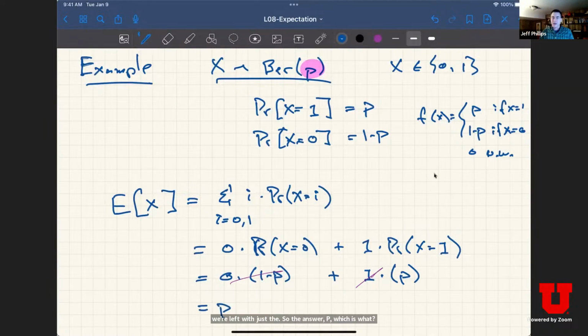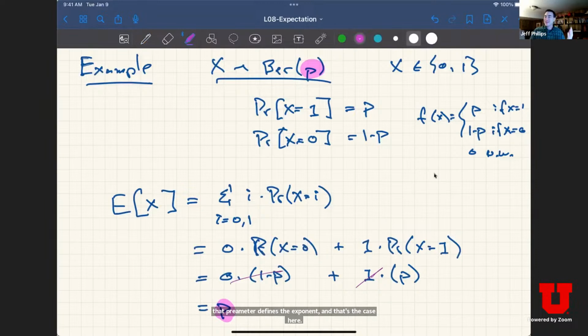So someone put it in the chat. Great, yeah, so it depends on the parameter P. It always depends on the parameter. Sometimes for expectation, that parameter is given because that parameter defines the expectation, and that's the case here. So it said it depended on the parameter P, and that's actually the answer for the expectation. That's not necessarily a coincidence. This is a common thing with these distributions.